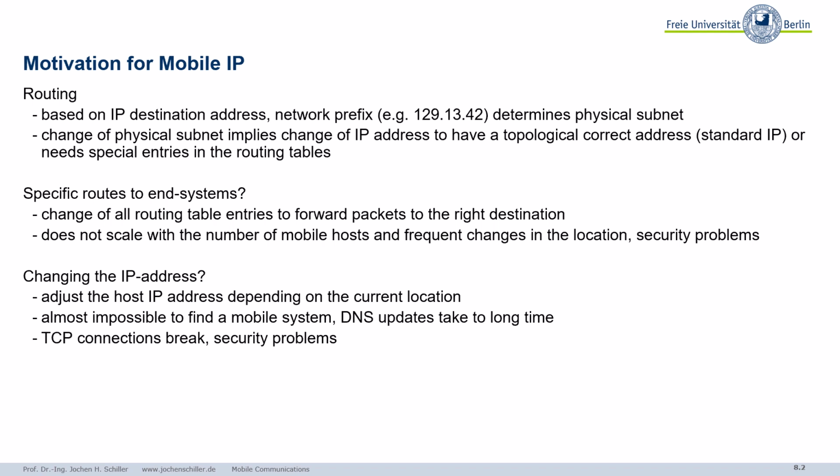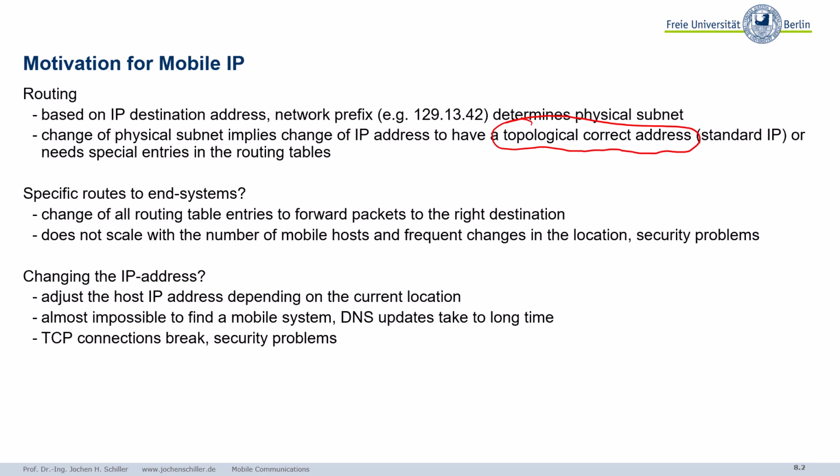So if you now move from one subnet into another one, so you change your physical subnet, this implies a change of the IP address. Otherwise, the address is not topologically correct anymore. So the point is, IP addresses have to be topologically correct. Otherwise, the internet will simply not work, or you need special routing entries in all the routers around the globe.